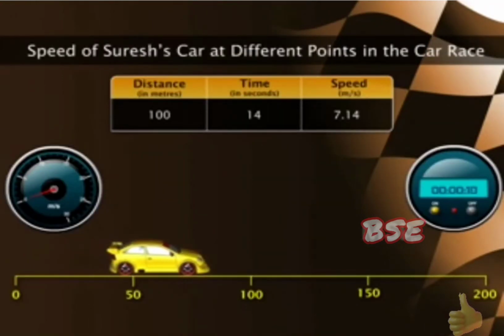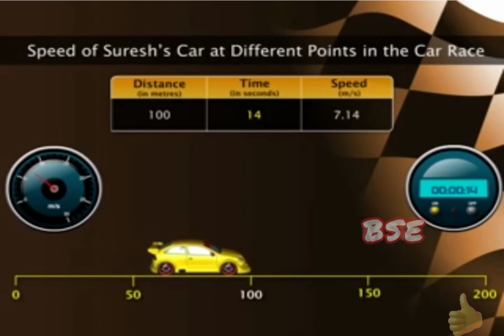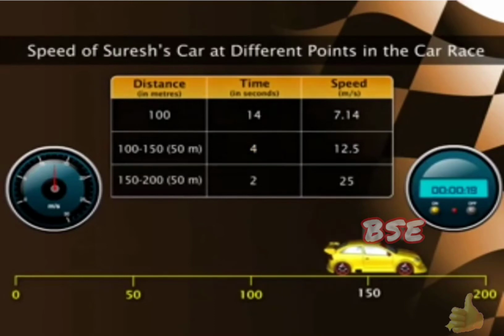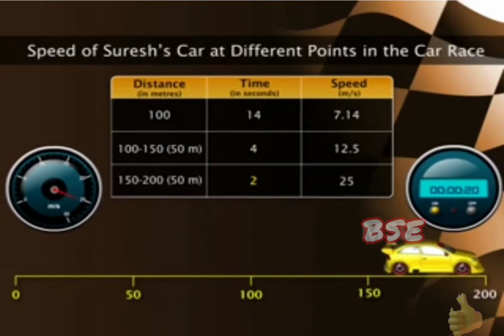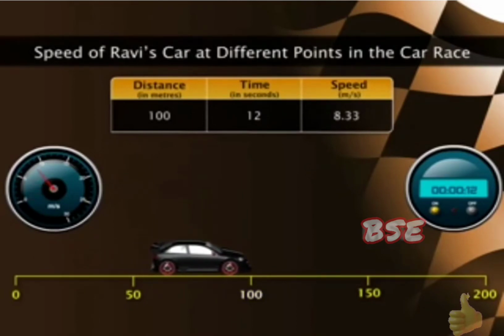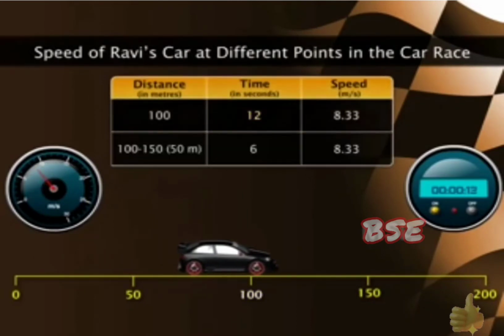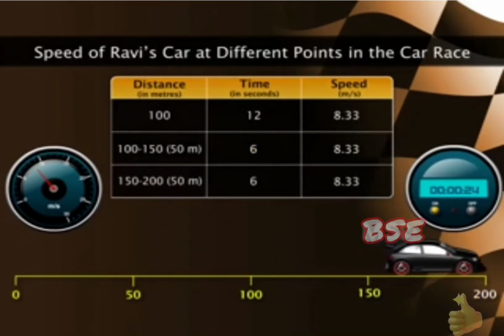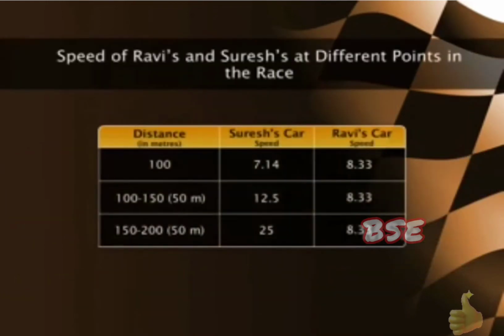Suresh's car covered the first 100 meters in 14 seconds, the next 50 meters in 4 seconds, and the last 50 meters in 2 seconds. Now Ravi's car covered the first 100 meters in 12 seconds, the next 50 meters in 6 seconds, and the last 50 meters again in 6 seconds. So, Suresh's car covered the distance at non-uniform speed, whereas Ravi's car at a uniform speed.